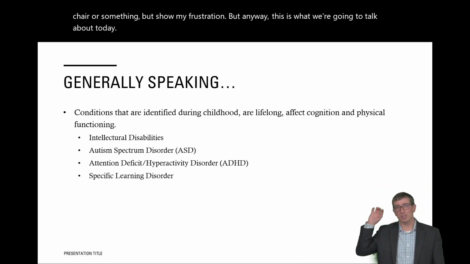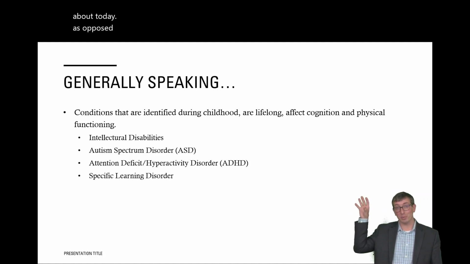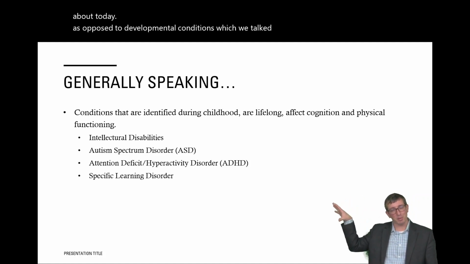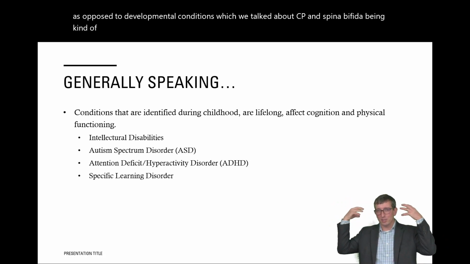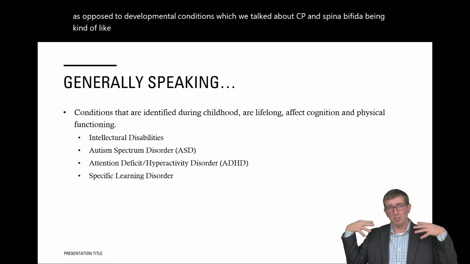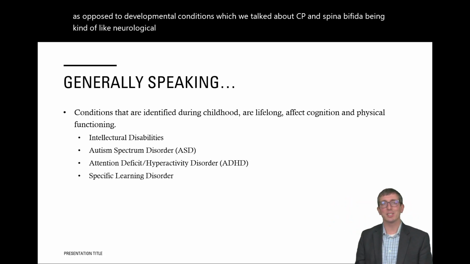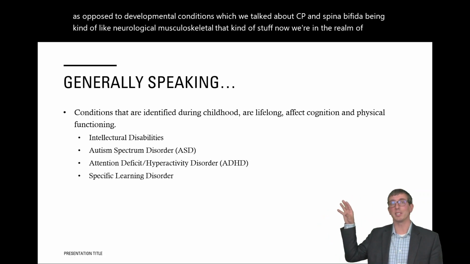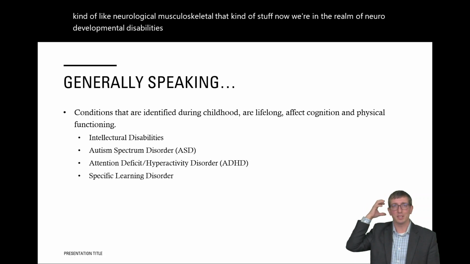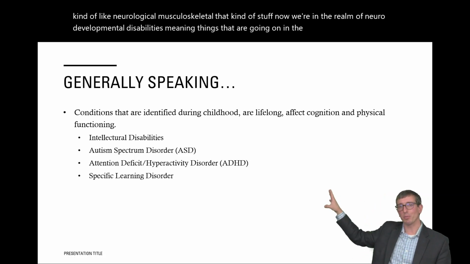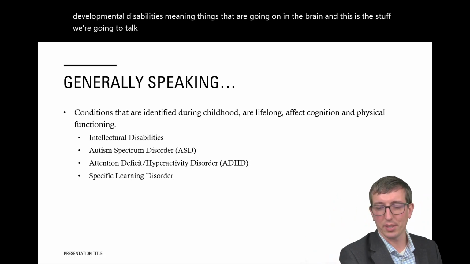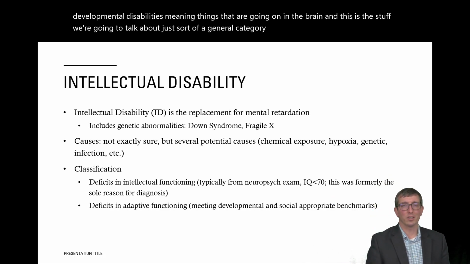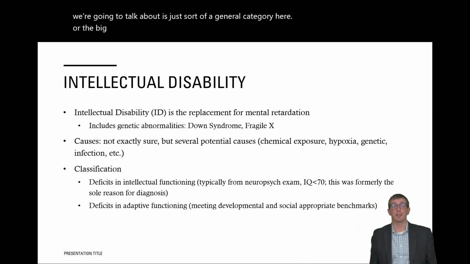As opposed to developmental conditions, which we talked about with CP and spina bifida being neurological, musculoskeletal, that kind of stuff, now we're in the realm of neurodevelopmental disabilities, meaning things that are going on in the brain. This is what we're going to talk about as a general category, the big umbrella, I guess we could say.